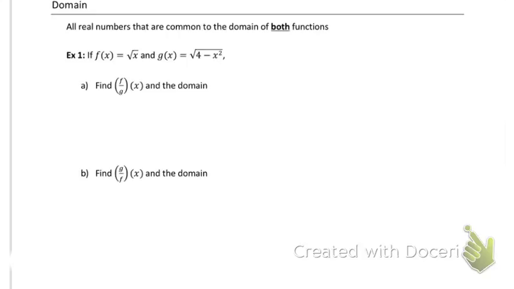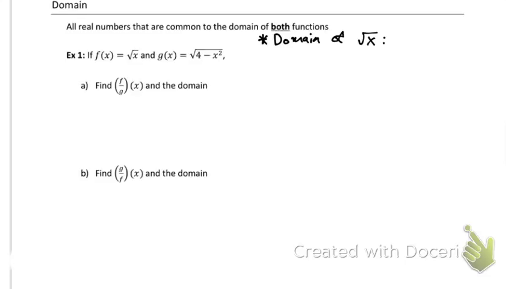So let's look at this. This says if f of x equals square root of x and g of x equals square root of 4 minus x squared. What I'm going to do real quick, because we need both of these domains, I'm going to think about what's the domain of each one. So let's do the domain of square root of x.